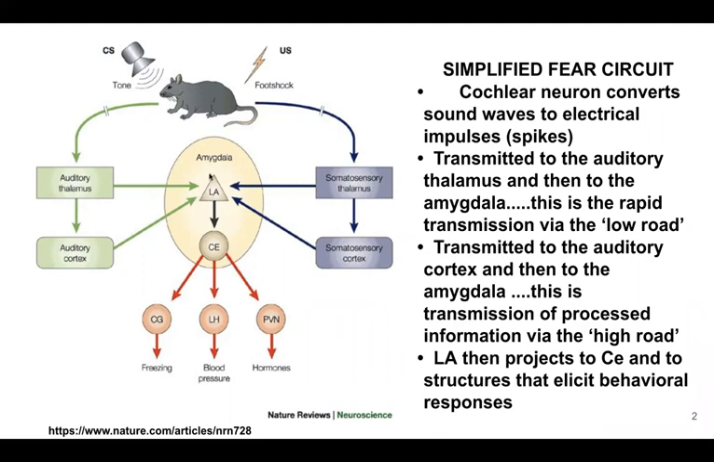And the lateral amygdala then projects to deeper brain structures that causes a behavioral response. So with the rats, for example, we saw freezing after there was tone and shock combined. And you can also see other stressful responses, such as an increase in blood pressure or releasing some type of stress hormones.